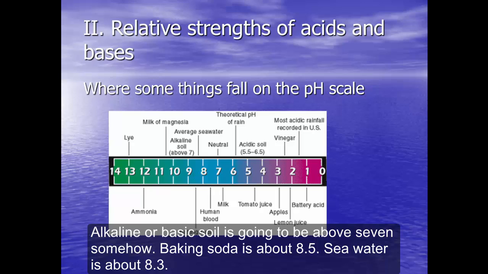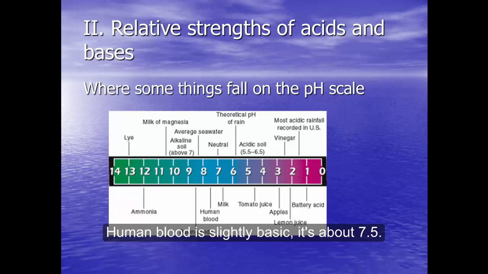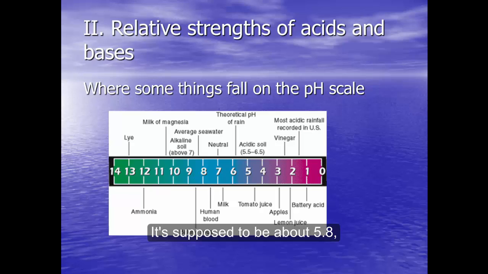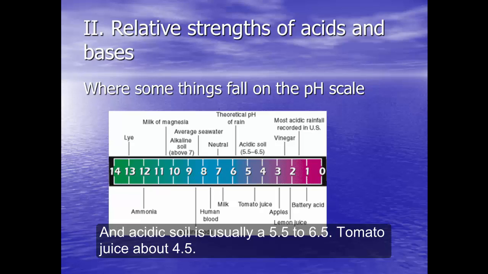Alkaline or basic soil is going to be above 7. Baking soda is about 8.5. Seawater is about 8.3. Human blood is slightly basic. It's about 7.5. Neutral would be at 7. Milk is about 7.3 or so. And the theoretical pH of rain is supposed to be about 5.8. And acidic soil is usually 5.5 to 6.5.